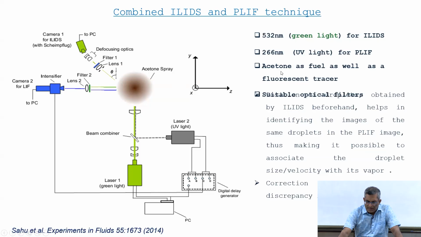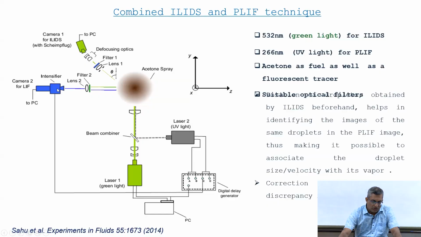So, this was applied to an acetone spray. In case of acetone, the acetone droplets would fluoresce as well as the vapor of the droplets. So, both fluoresce. Now, what do we achieve by this is that we can measure particle size, velocity and concentration from eyelids and vapor concentration in the vicinity of individual droplets from LIF at the same time, at the same location.